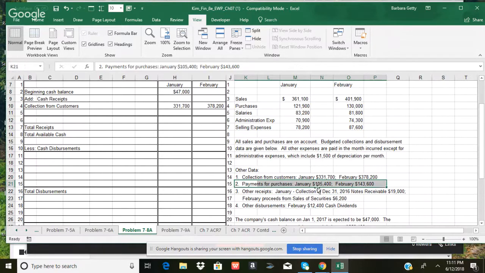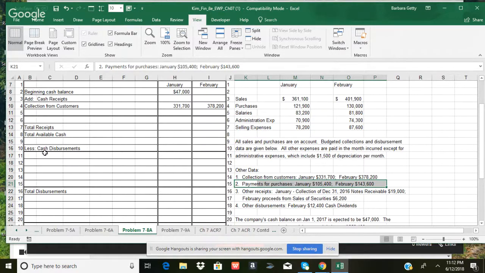purchases. January, $105,400, and February, $143,600. Now up here it tells us our purchases, but for our cash budget, we're going to use the payment for purchases, and that would be under cash disbursements. Our payment for purchases will be under cash disbursements.